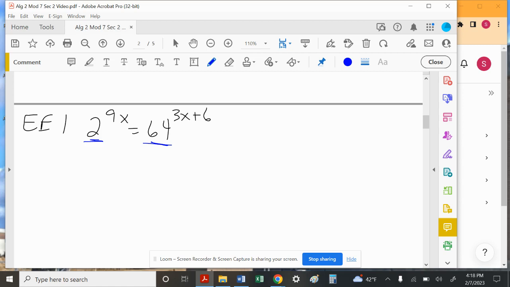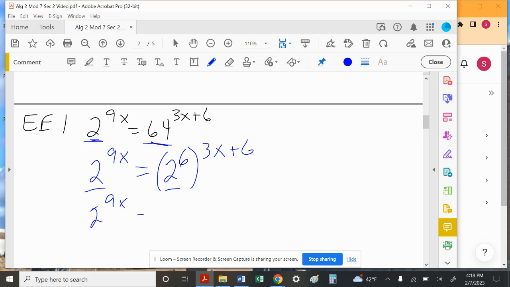And so 2 is going to stay the same because we really can't break that down any. And then when we look at 64, 64 is really 2 to the 6th power. Notice that that's important because this base is 2 now and this base is 2. But now we have to do a little bit of manipulation first. So I have 2 to the 9x equals 2. I'm then going to distribute, because I have to multiply the 6 times the 3x plus 6 because that's multiplication. That gives me 18x plus 36.